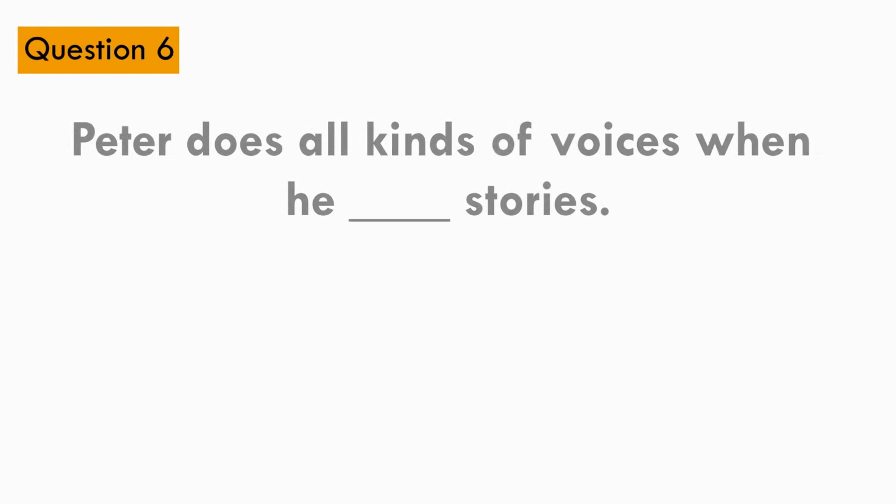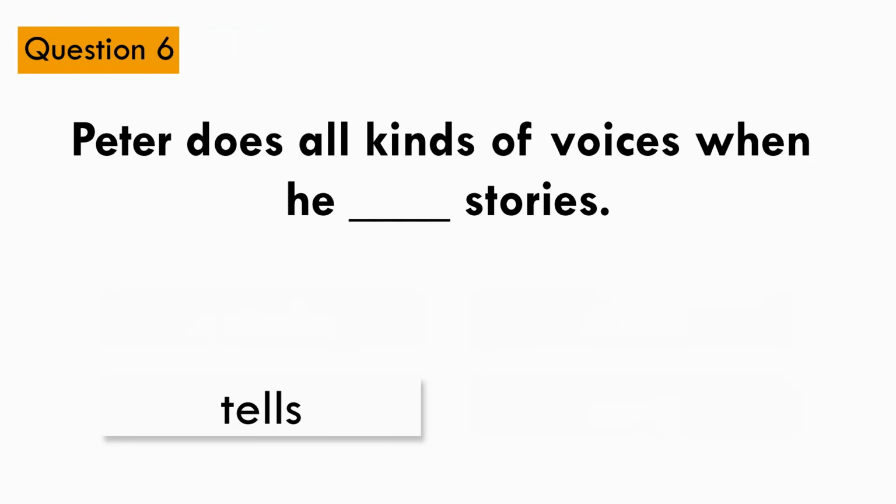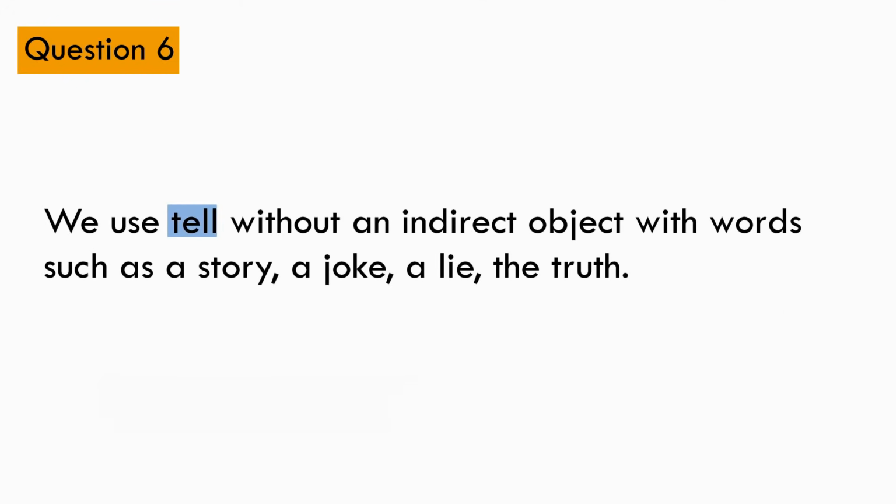Question 6. The correct answer, tell. Peter does all kinds of voices when he tells stories. We use tell without an indirect object, with words such as a story, a joke, a lie, the truth.